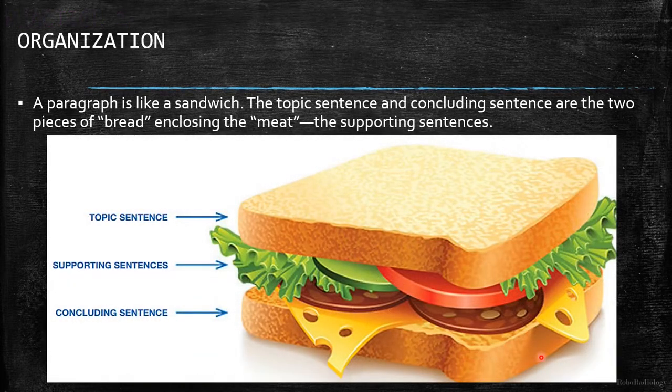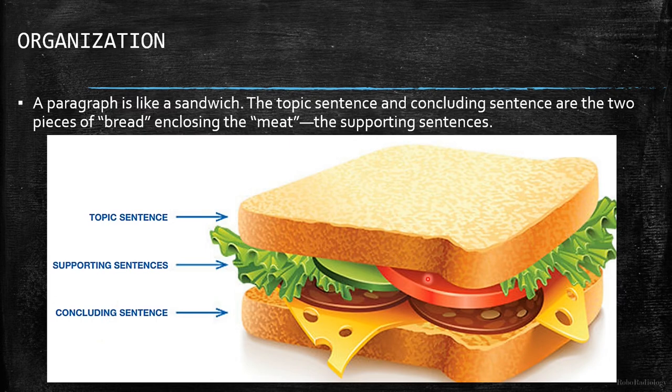Okay, now let's talk about organization. A paragraph is like a sandwich. The topic sentence and concluding sentence are the two pieces of the bread enclosing the meat, the supporting sentences. So here we have our topic sentence, then we have our supporting sentences, and at the end we have the concluding sentence. The topic sentence presents the main idea of the paragraph. The supporting sentences give information to explain or prove the main idea, or, as I say, to develop the idea. The concluding sentence summarizes the main idea or restates the topic sentence in different words.